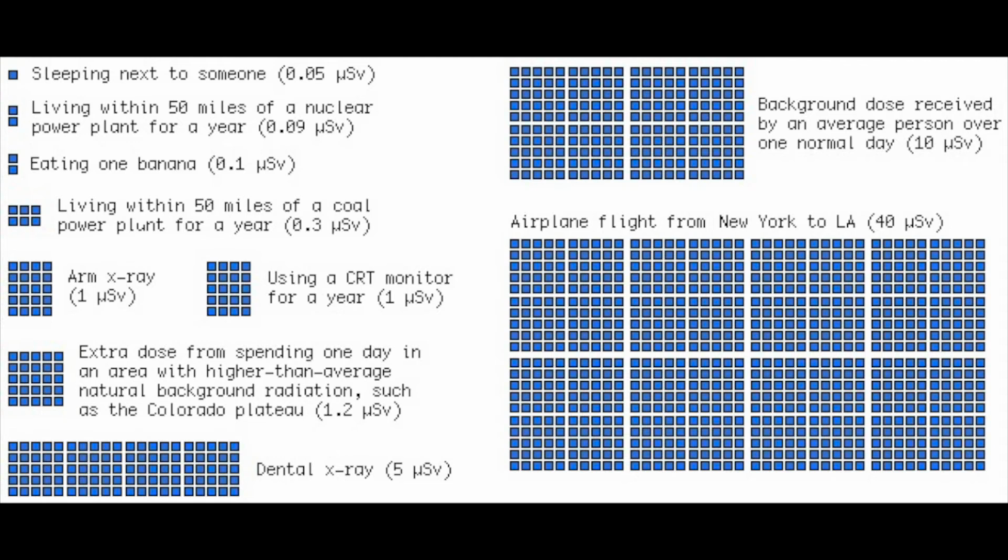A dental x-ray will expose you to about 50 times the ionizing radiation that eating one banana will. And an airplane flight from New York to Los Angeles will expose you to about 400 times the ionizing radiation of eating one banana. In order to get sick from radiation poisoning from bananas, you would have to eat 10 million bananas all at once, which is pretty much impossible. Your stomach would rupture. Eating 100 million bananas would be enough to kill you from a lethal dose of radiation poisoning within 2 weeks, and that's if you eat 100 million all at once.